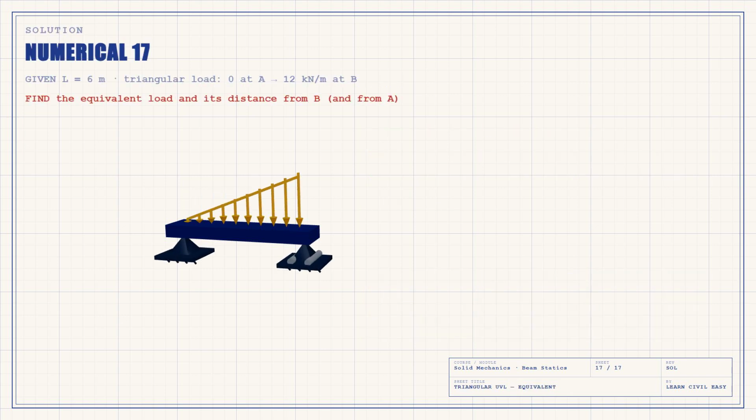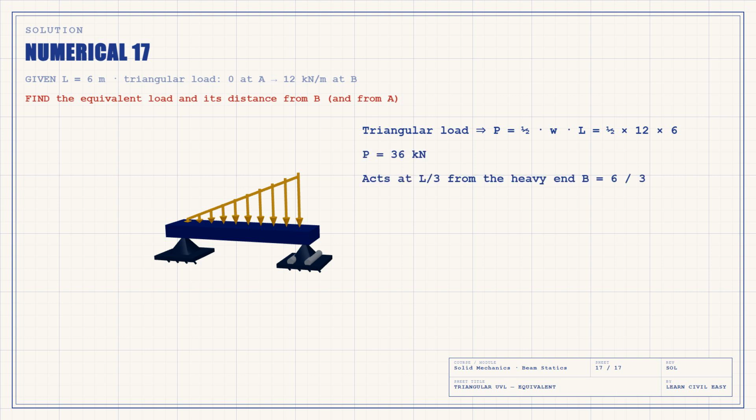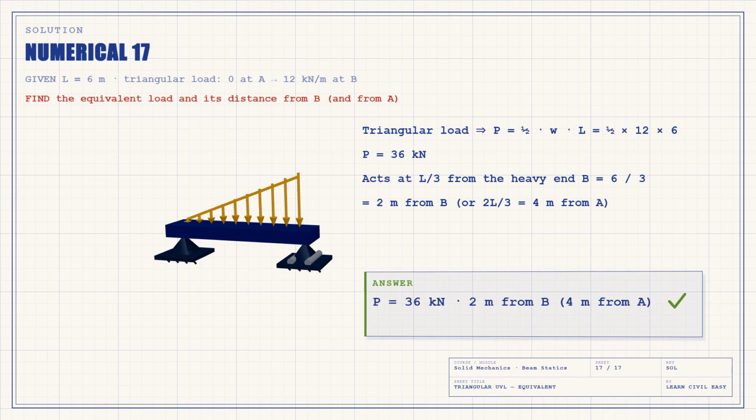Numerical 17. A 6-meter beam carries a triangular load, 0 at A rising to 12 kilonewtons per meter at B. The equivalent load is half WL, that is half of 12 times 6, which is 36 kilonewtons. It acts at L by 3 from the heavy end B, that is 2 meters from B or 4 meters from the zero end A.